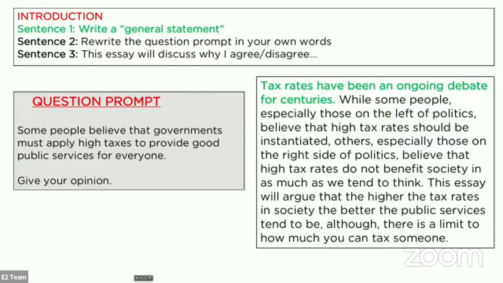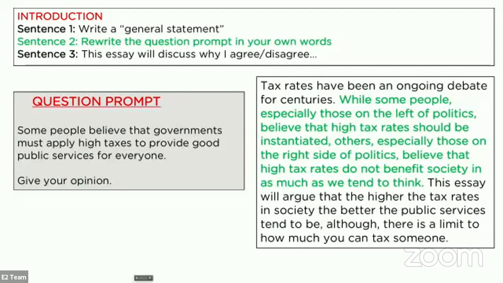Okay, so general statement. Tax rates have been an ongoing debate for centuries. Okay, that's all. Just a general statement about tax, very broad, but I'm locating the topic. I'm contextualizing the topic. Now I'm going to rewrite the question prompt.